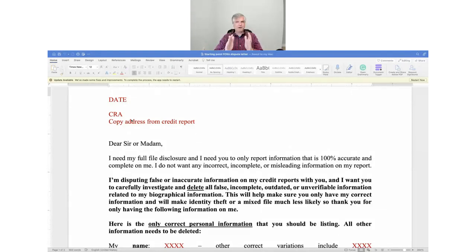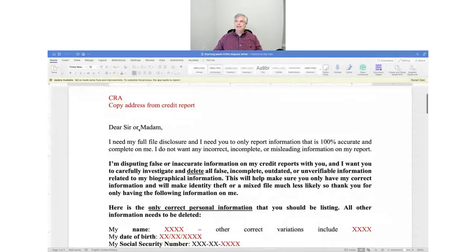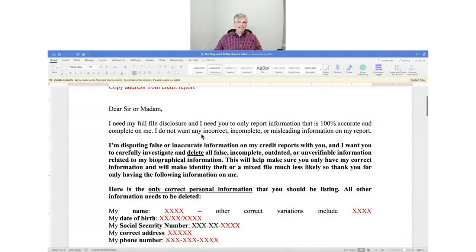Take whatever's on the credit report, use that. Just copy and paste it. If you've got this scanned in, literally copy and paste it. There's a lot to be said about copying and pasting. And so we put that in here. Let's just look at what we've got, and then we'll go to the heart of this, which is the dispute.